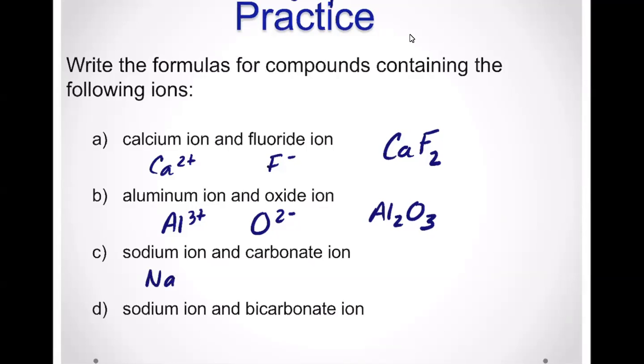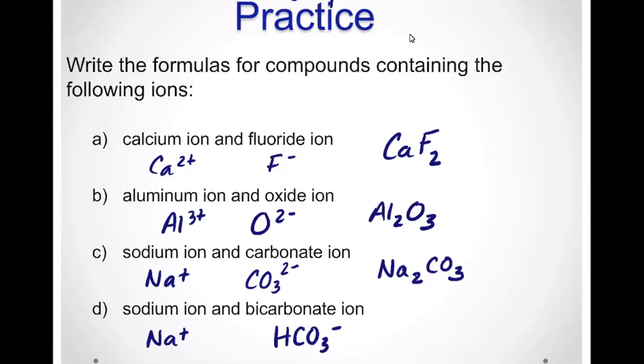Sodium, group 1, plus 1. Carbonate, it's on the 7, so there's 3 oxygens. It is a -2 on our number line. So sodium carbonate. We need 2 sodiums for every 1 carbonate. Sodium again, bicarbonate, has an H. Neutral takes away 1 charge. So 1 plus and 1 minus. It's sodium bicarbonate.